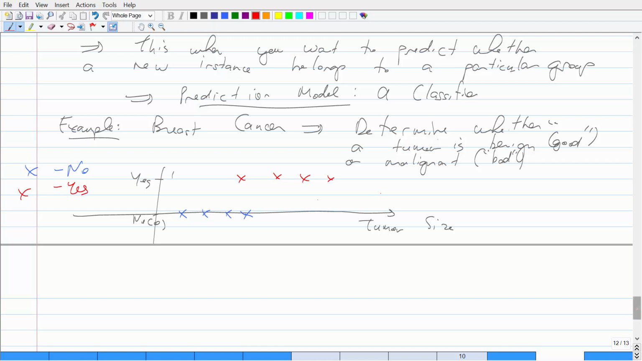And the goal is to figure out what's known as a decision boundary. You want to draw a line that separates between the two classes. Anything on one side of the line will be classified as benign, and anything on the other side will be classified as malignant. So it's a different problem altogether. Instead of finding a line that best fits through your points, in this case you're trying to find a line that best separates the two points into two different classes. Anything on one side is one class, anything on the other side is another class.